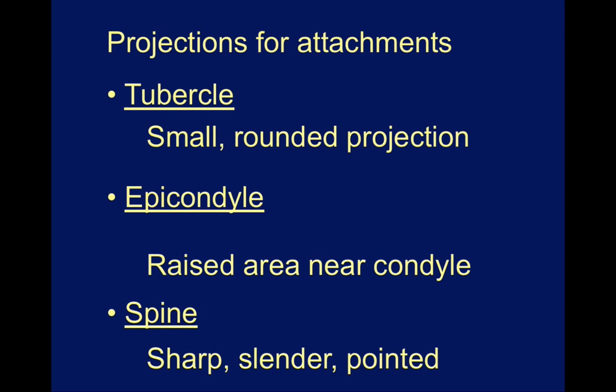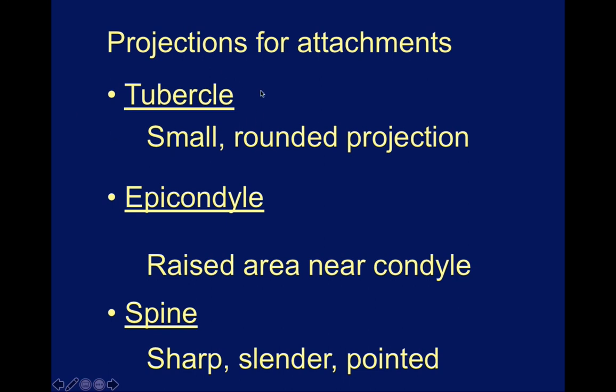Tuberosities, lines, trochanters, and crests are not the only structures that will serve as projections for muscle and ligament attachments. Tubercles, epicondyles, and spines are three other projections that are used for muscle, tendon, and ligament attachment as well. So these will be found in the exact same group.